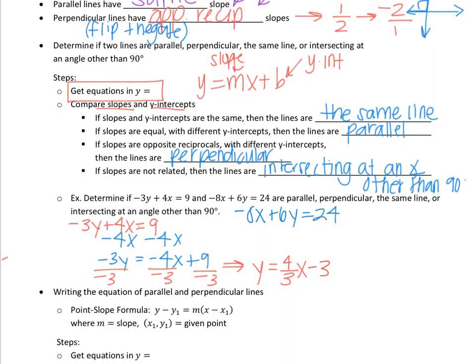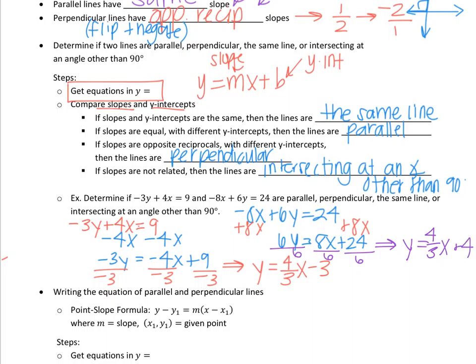Again, bring the x to the other side first. So now we have 6y equals 8x plus 24. Then we divide by 6 on all parts. So this new equation becomes y equals, I have 8 divided by 6, which can reduce to 4/3, with an x attached. Then we have 24 divided by 6, which gives me 4.